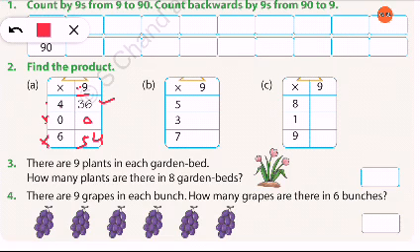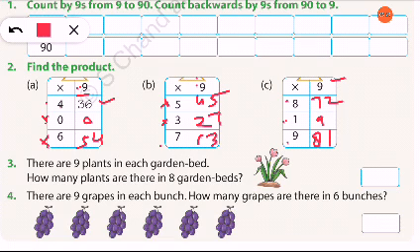Okay, now here also 9 multiplied by 5, 9 fives are 45. 9 multiplied by 3, 9 threes are 27. 9 multiplied by 7, 9 sevens are 63. Now here 9 multiplied by 8, 9 eights are 72, 9 ones are 9 and 9 nines are 81. So in this question you have to multiply the given number 9 by each number and write the answer in front.